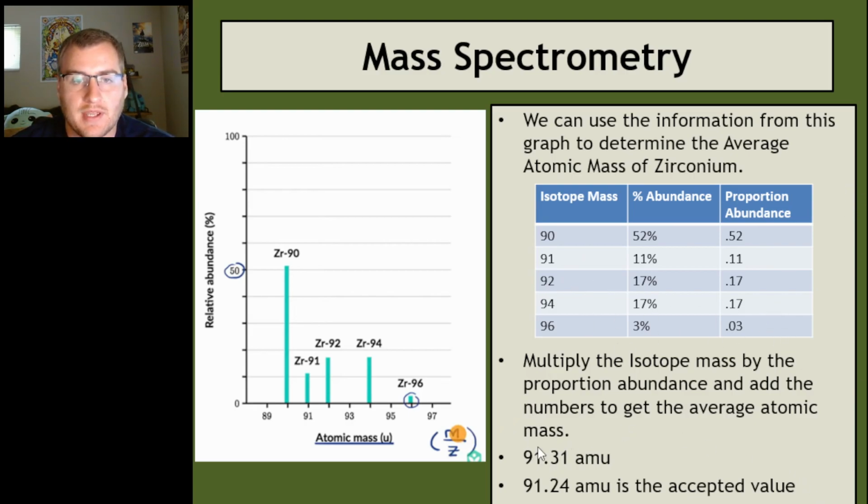get your answer. So this particular sample had a mass, if you do all the math, of 91.31 AMUs, which is very close to our accepted value. Okay? So that means this sample might have been a small sample. If we got a larger sample, it probably would have been closer to that accepted value, but there is some variation, right? These are estimated abundances, and we weren't able to get exact numbers.